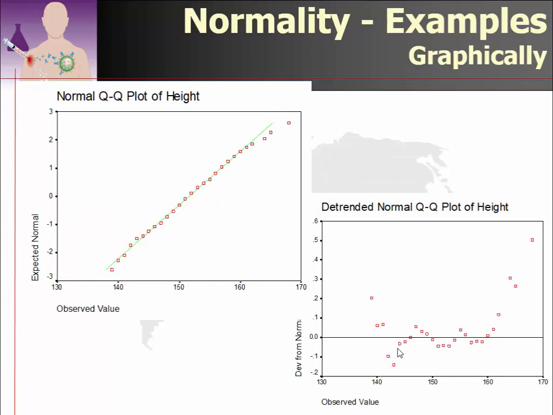So you can see here, this is the Q and Q plot. Nice curve. Most of it is on the green line. So we are okay. By the detrended normal Q and Q plot, you can see that the residuals are well distributed all over, so there is no clear pattern.